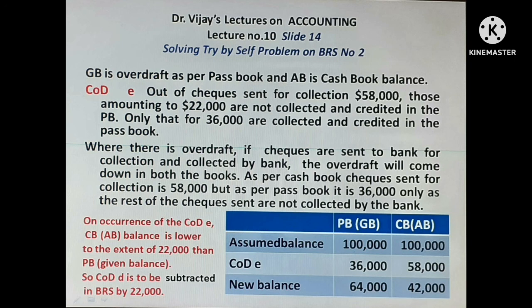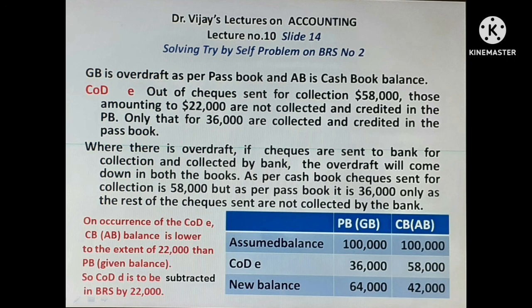But as per cash book, 58,000 has come down. As per passbook, only 36,000 has come down. Therefore, cash book balance, that is the balance to be arrived at, has become lower. So it is an item to be subtracted. Let us look at the model.